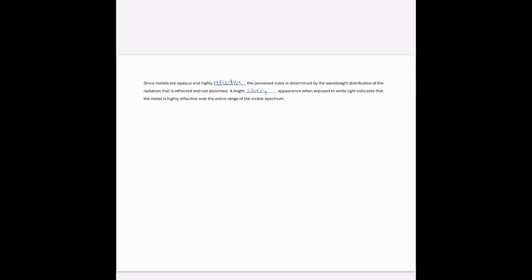So I feel like that's just a lot of fancy terms to say that metal is reflective and metal is opaque. And when you look at metal, it typically looks silver because we usually look at it under white light.